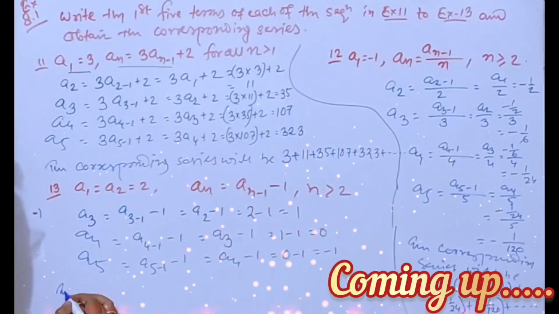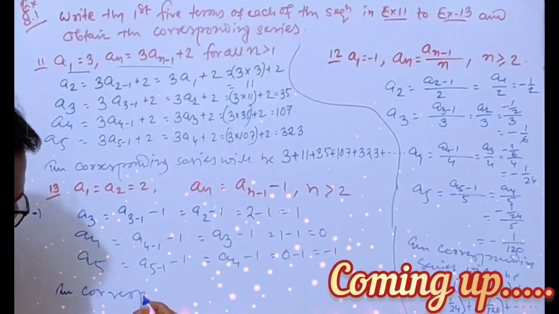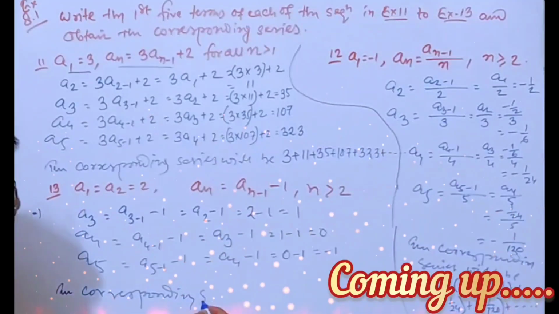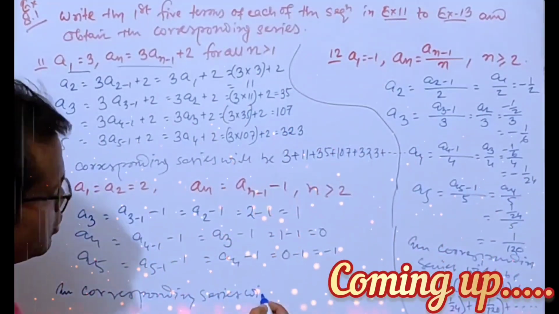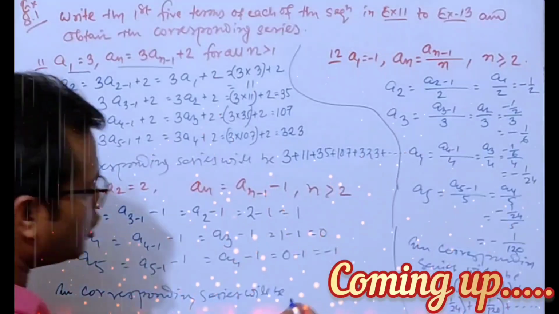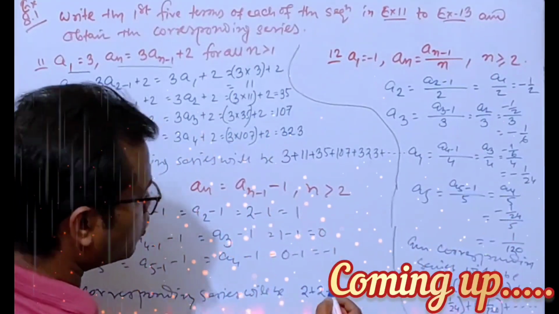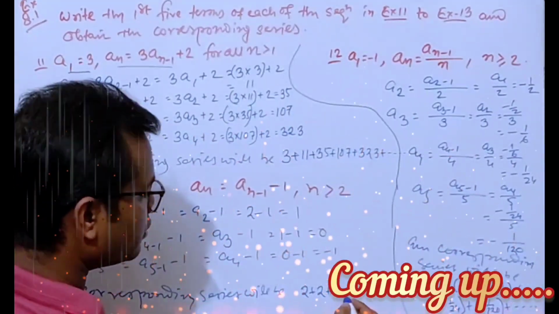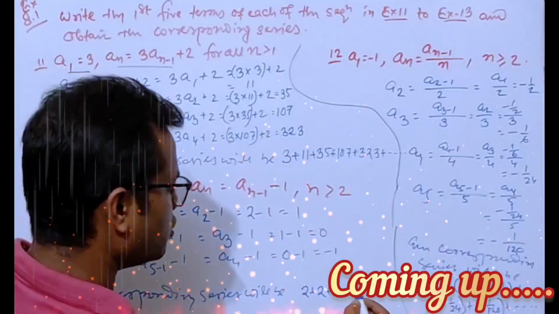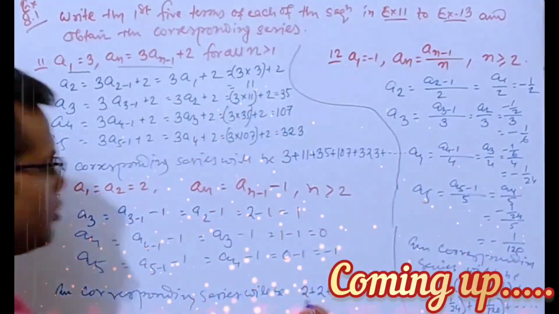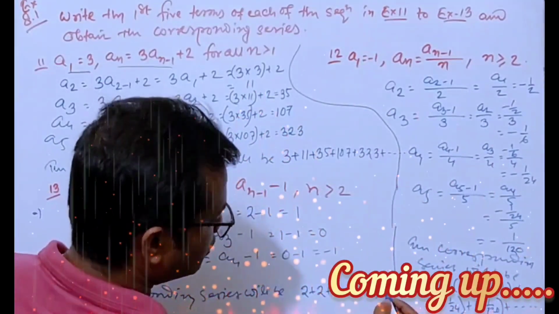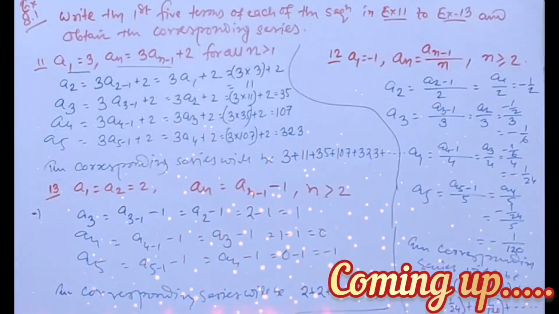Okay, so the corresponding series will be: here a1 equal to 2, plus 2, plus a3 equal to 1, plus a4 equal to 0, plus a5 equal to minus 1, plus dot dot dot. That will be the answer.